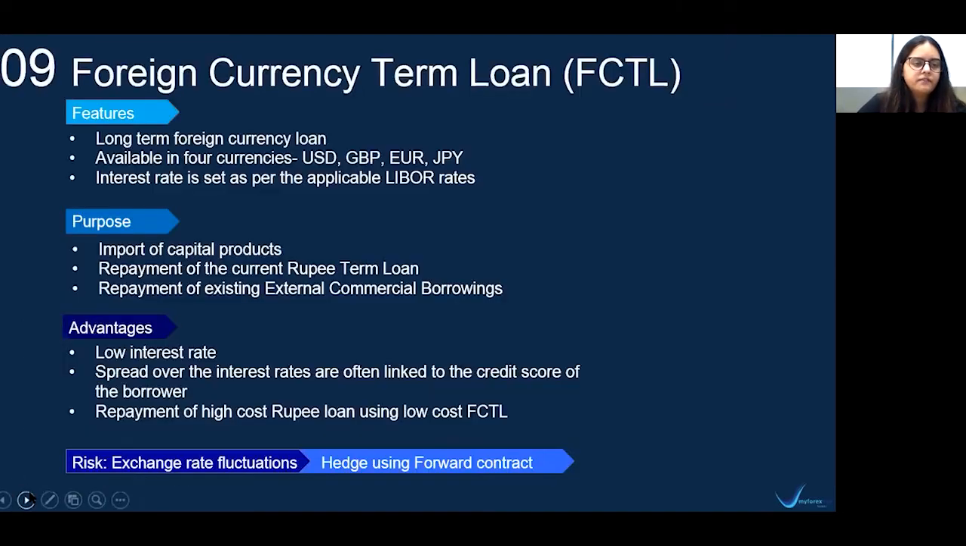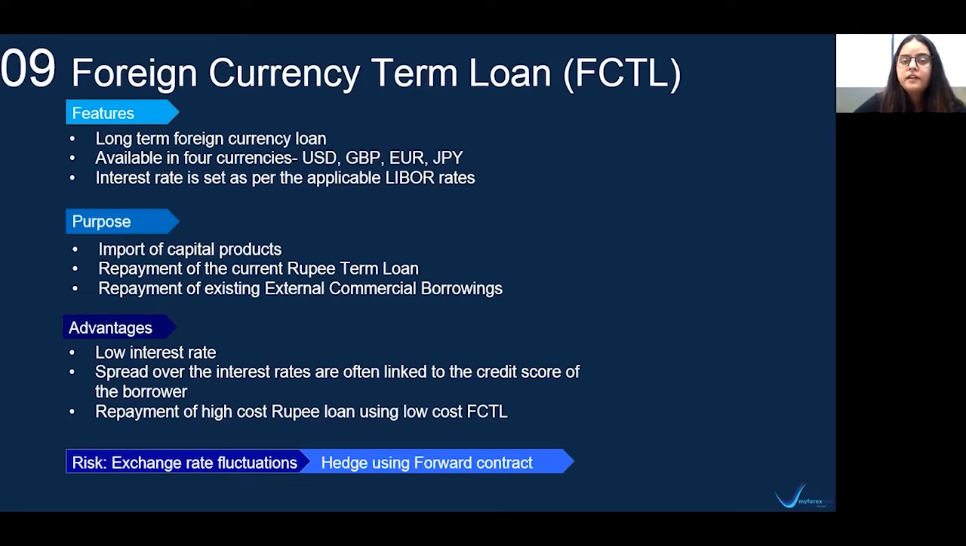Next tool we have is foreign currency term loan. Foreign currency term loans are available to both exporters and importers. These are basically long-term foreign currency loans and are available in 4 currencies: dollar, pound, euro, and yen. The interest rate on foreign currency term loan is set as per the applicable LIBOR rates. The purpose of foreign currency term loan is mostly for funding the import of capital products. It can also be used for repayment of current rupee term loan or repayment of existing external commercial borrowings.